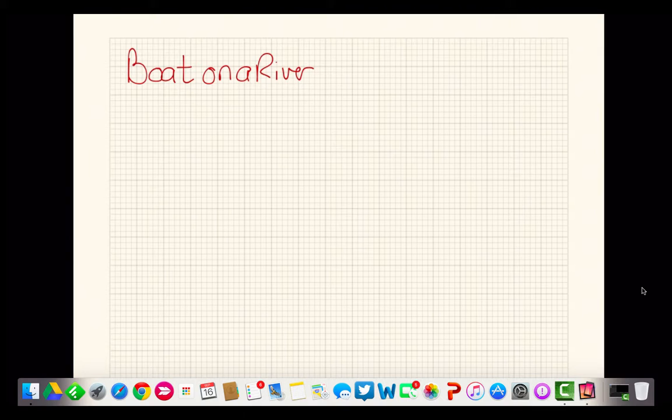So, the first thing we have to understand is that we were given a boat and we were told that its initial velocity in the easterly direction, so east, was 5 meters per second. We were also told that this boat was on a river that had a current flowing north at 2.5 meters per second.